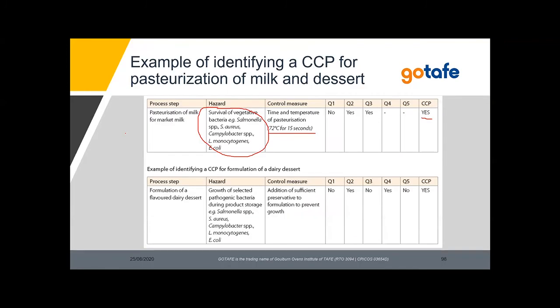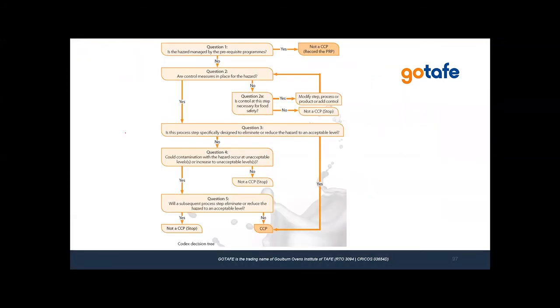So by doing that, instead of eliminating or reducing the hazard, you are basically going to control or slow down the growth of the microorganisms. It's not going to eliminate or reduce the amount in there. So you have to go to question 4. Could contamination with the hazard occur at an unacceptable level, or increase to an unacceptable level? Yes, of course. If that hasn't been done properly, you have the multiplication of the microorganisms, and it will reach an unacceptable level, which can trigger human disease caused by consuming that food.